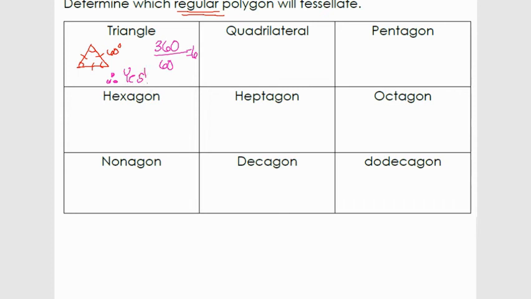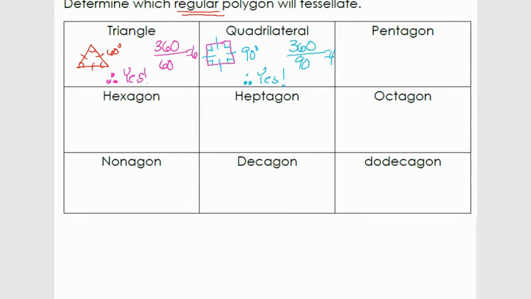Okay, so what is a regular quadrilateral? Well, quadrilaterals have 4 sides. And if all 4 sides are congruent and all 4 angles are congruent, we know that those are 90-degree angles because a quadrilateral sums to 360. So those are each 90-degree angles, okay? And so if we take the 360 that their vertices have to meet and fill, 360 divided by 90 equals 4. It equals a whole number. Therefore, yes, it will tessellate. Okay, so far so good.